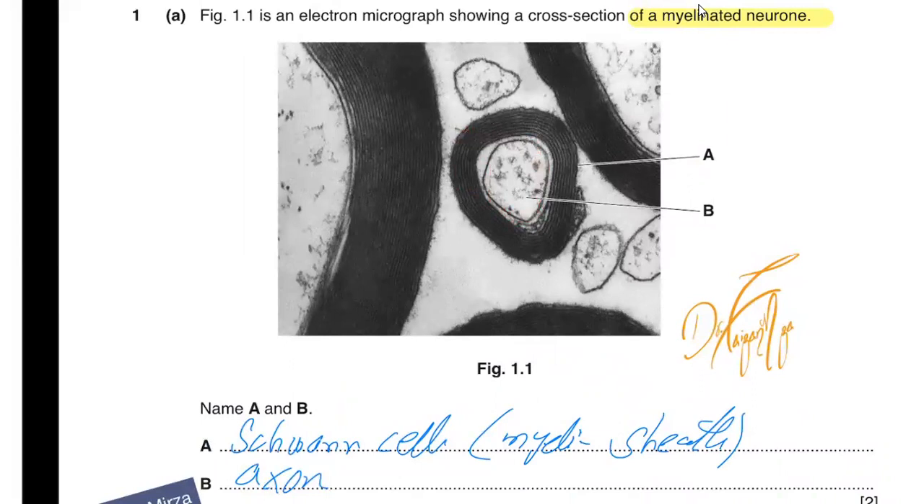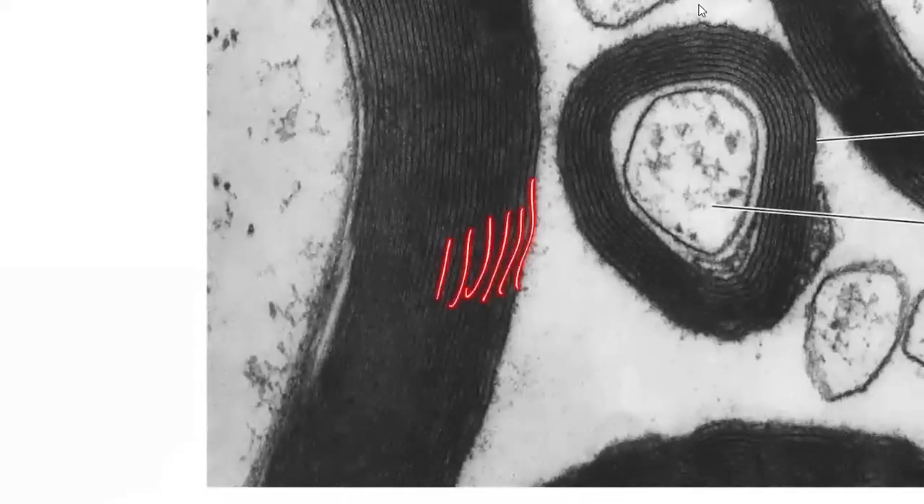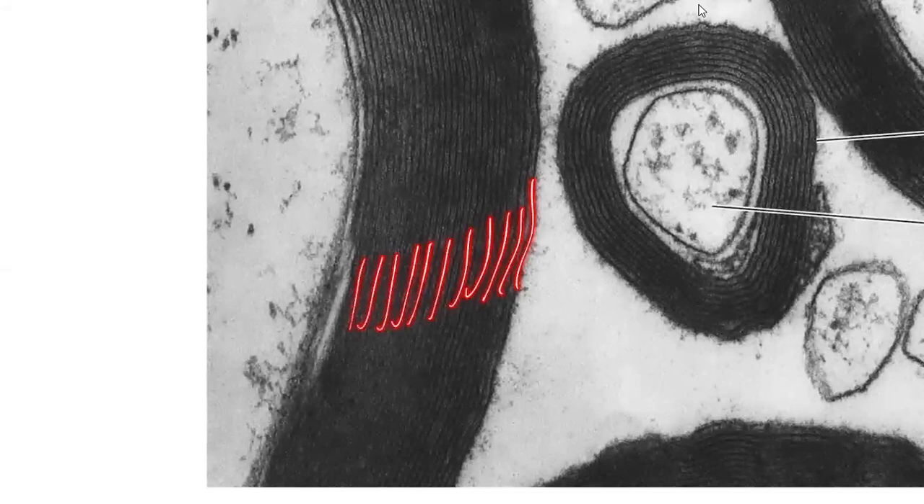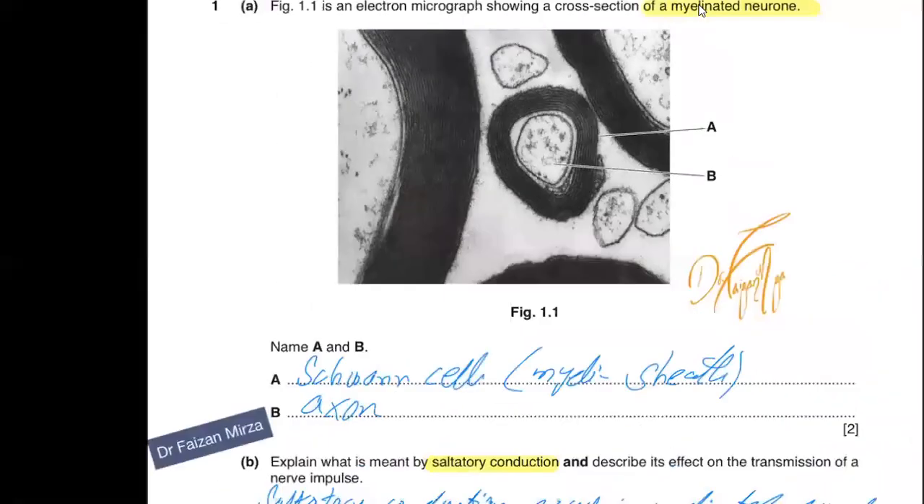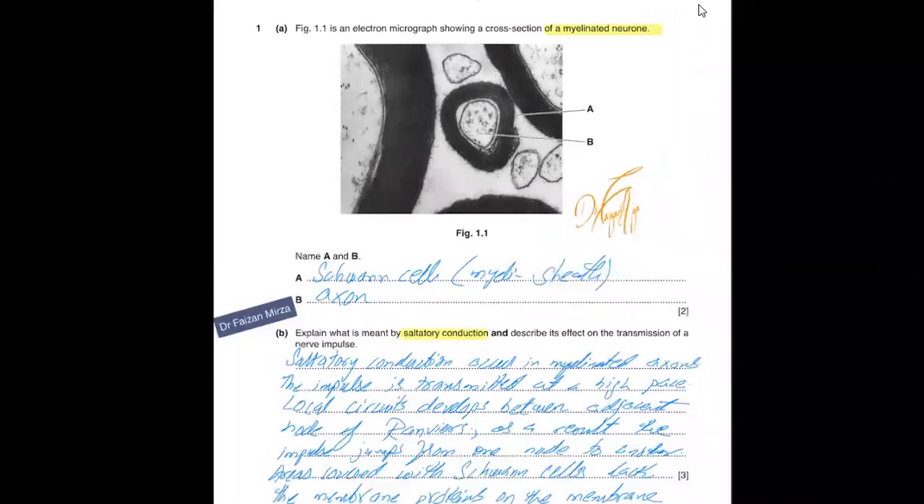the myelin sheath. This axon is either of a neuron which is not myelinated, or probably it is cut at the region of the node of Ranvier. Either could be the reason. So all these layers, these lines, are the folds of the Schwann cell as it wraps itself around the membrane of the axon. They are asking you to name A and B. So we know A is the Schwann cell and the myelin sheath, and B is the axon.